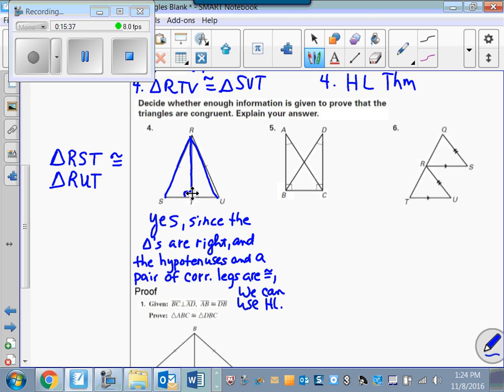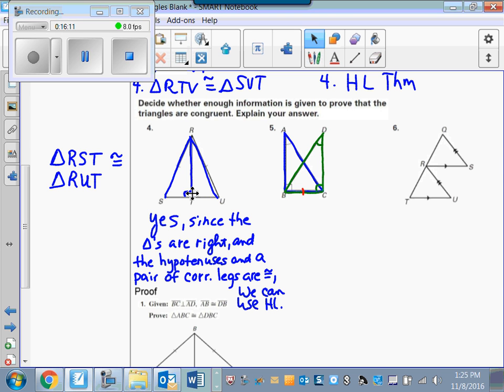Okay, how about these two? Let's see what we have. Looks like these two triangles here, triangle ABC and triangle DCB, right? So I'm trying to figure, what have I got? I got two sets of corresponding angles, and look guys, they share a side. So yes, I could definitely use angle, angle, side to show that these two triangles are congruent.